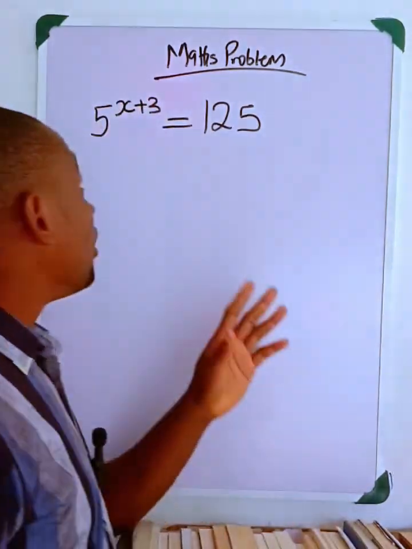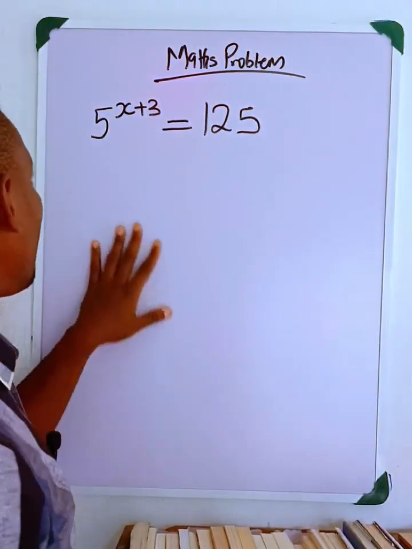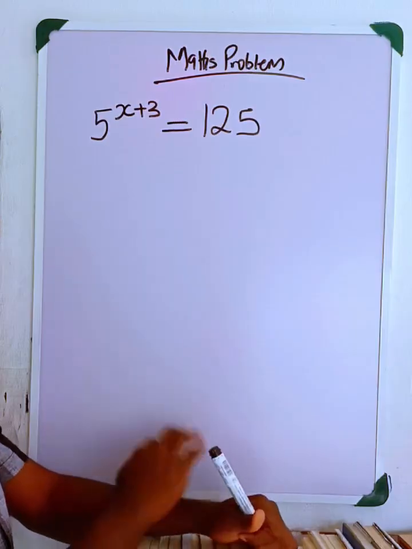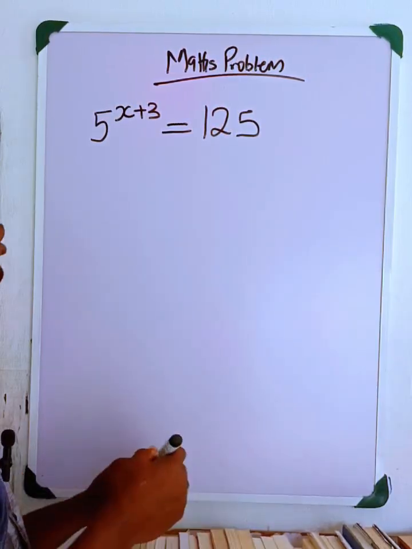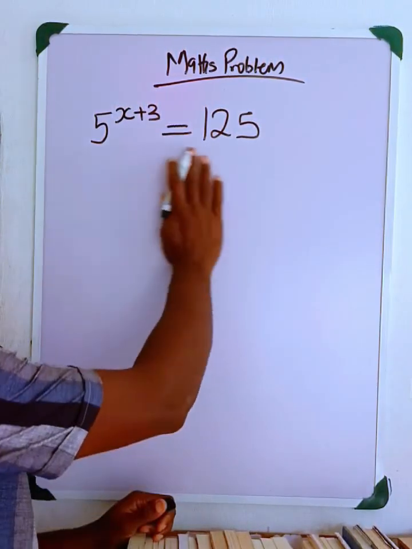Hi everyone, we have a math problem on the board. 5 raised to power x plus 3 equals 125.